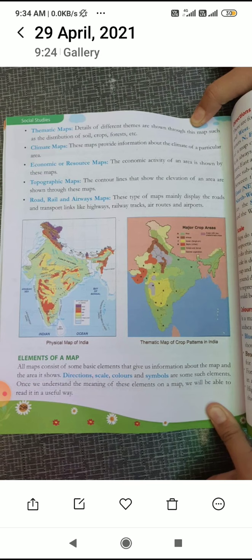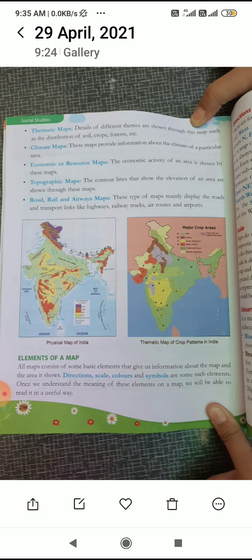Third is thematic maps. Details of different themes are shown through these maps, such as the distribution of soil, crops, forests, etc. Fourth is climate map. These maps provide information about the climate of a particular area. Fifth is economic or resource map. The economic activity of an area is shown by these maps.